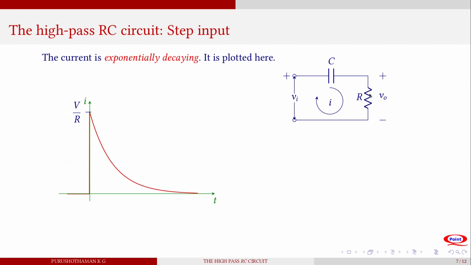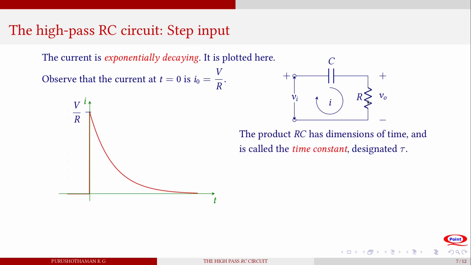Now what is the rate at which the current is falling or current is decreasing is decided by the product R into C. The product R into C has dimensions of time, and we call this R into C, designated as tau. Try to verify the result. Try to verify that RC has dimensions of t.